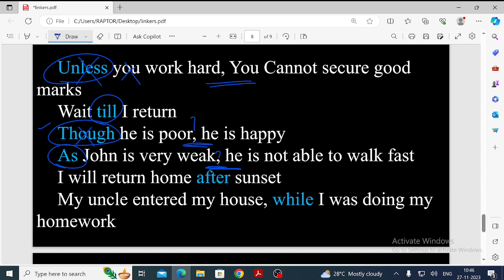So, and, or, and so will be the right answers. All three are answers: John is very weak, so he is not able to walk fast. John is very weak, and so he is not able to walk fast. John is very weak, and he is not able to walk fast. Do you understand? So that should be your very first answer.